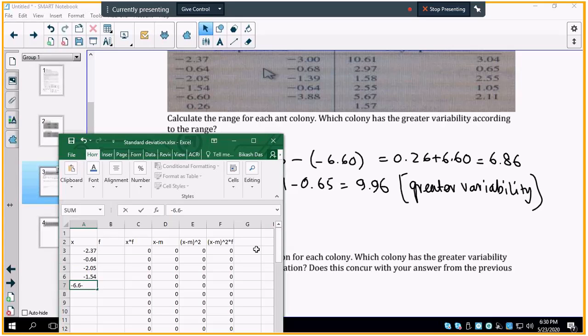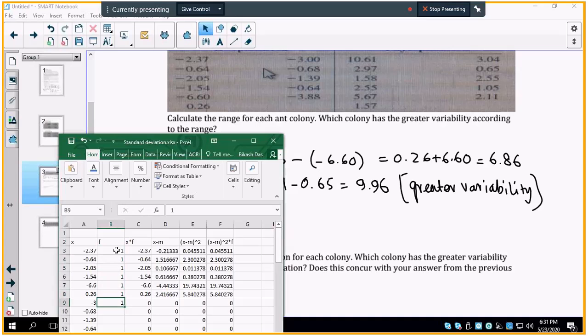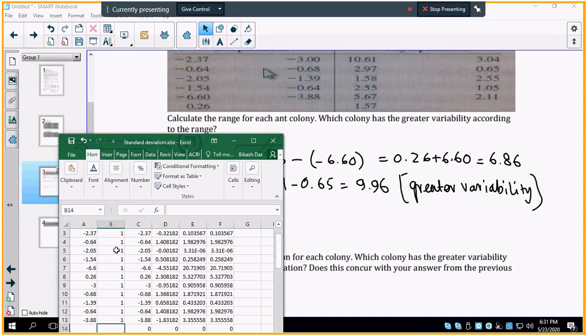-6.6, 0.26, -3, -0.68, -1.39, -0.64, -3.88. And because I have written every data once, I will just use the frequency 1 for the data I have typed in, and I need frequency only for the data.